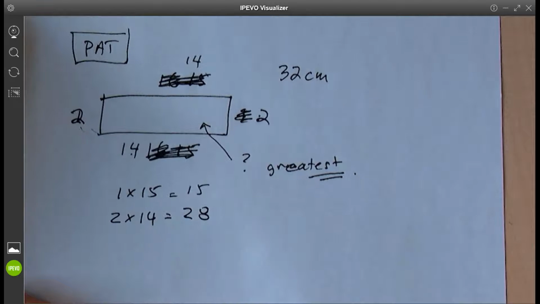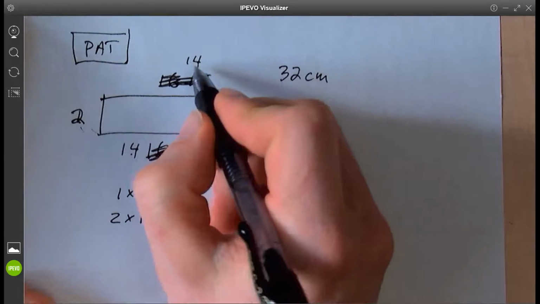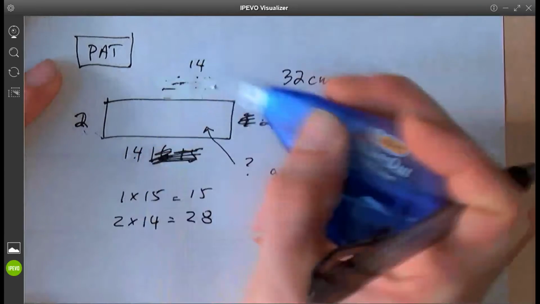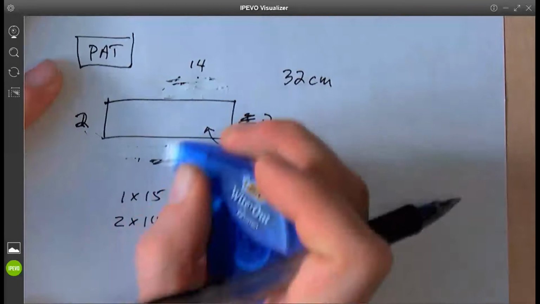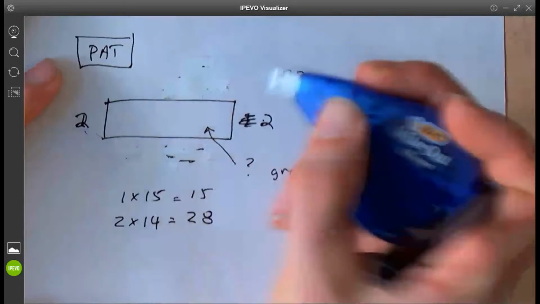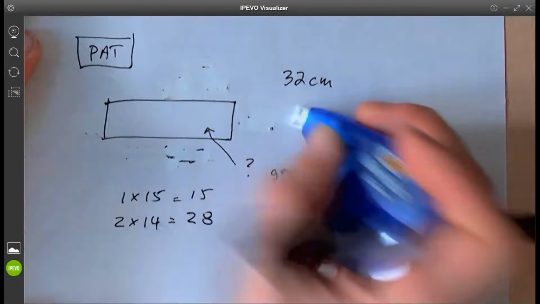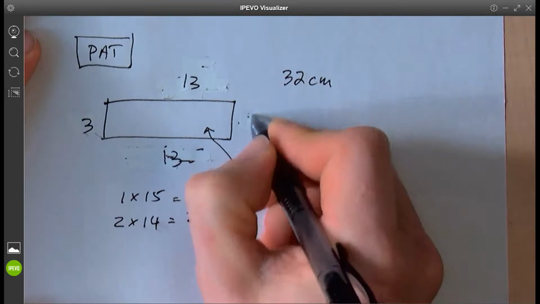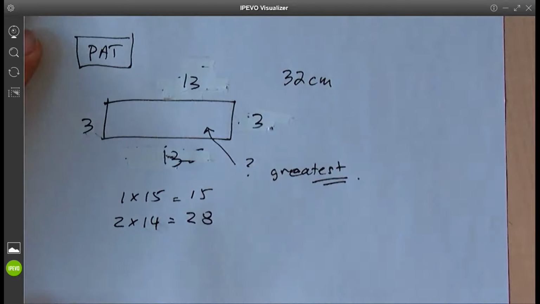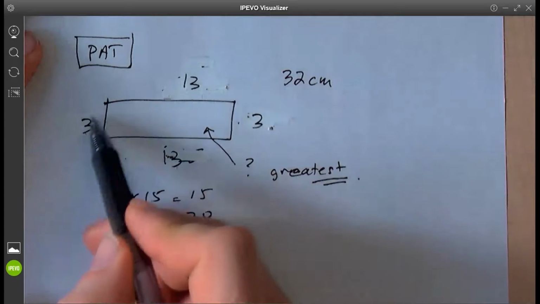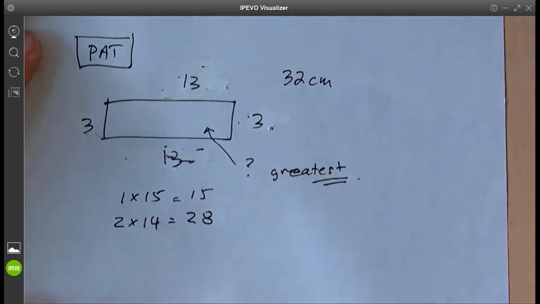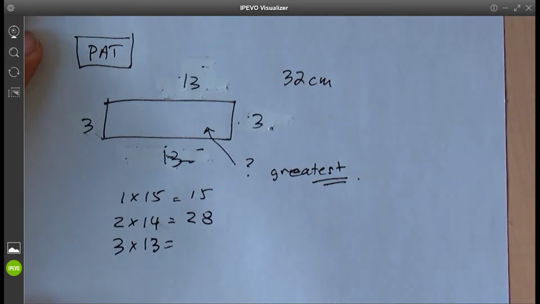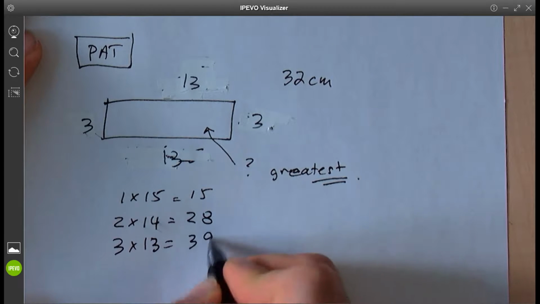Okay, so I think you see where this is going. If I change this now, I could draw another rectangle, but I'm just going to white it out, just so it's easier to see. So now this is 13 and 3. What are we going to discover? It's also 16, the same perimeter. 13 times 3 is going to be 39, even bigger.